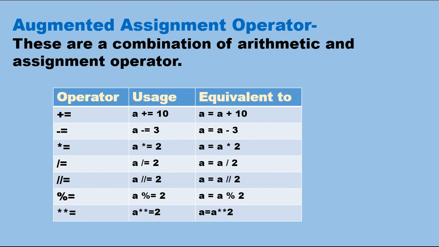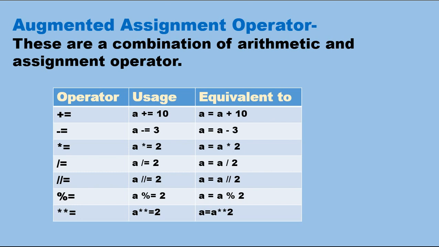Coming up to augmented assignment operators. Now, augmented assignment operators are basically the combination of arithmetic and assignment operators. The various augmented assignment operators are plus equal to, minus equal to, multiplication equal to, division equal to, floor division equal to, modulus equal to, and exponentiation equal to.